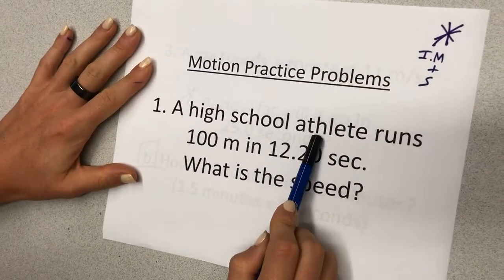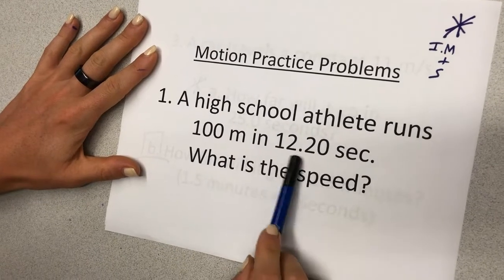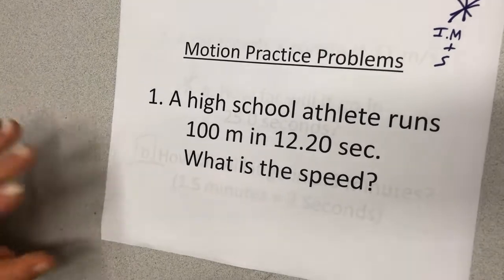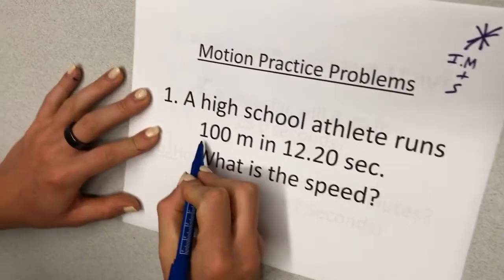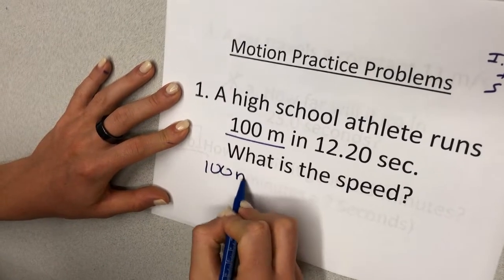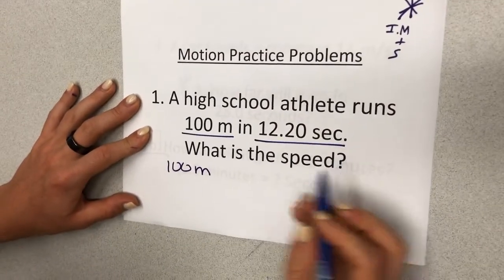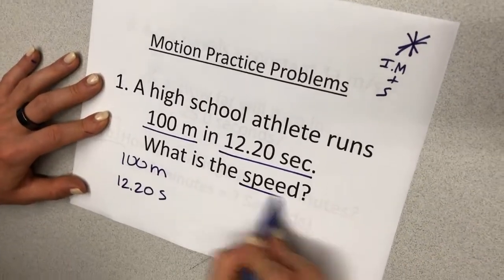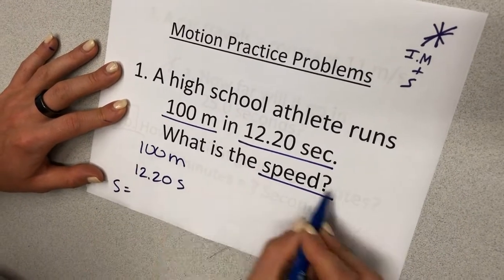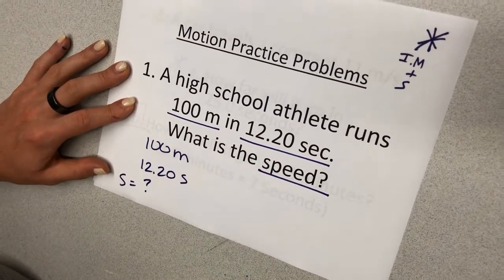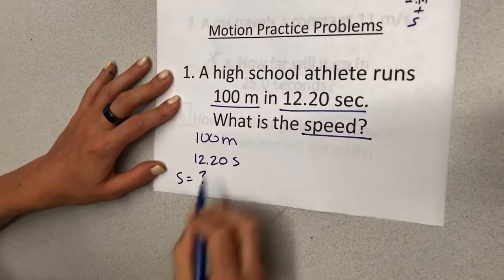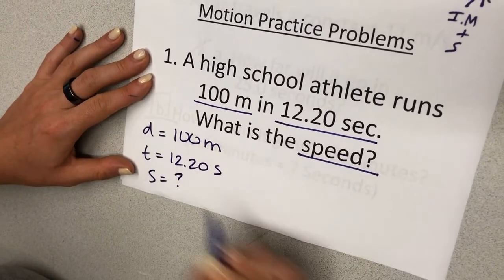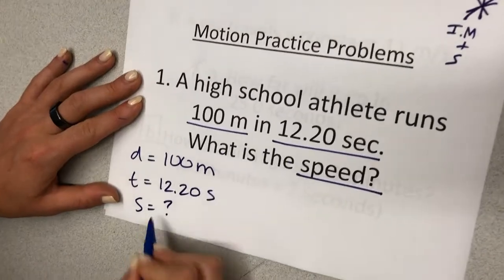A high school athlete runs 100 meters in 12.2 seconds. What is the speed? Let's start by information mining, writing down the numbers and units. Here we have 100 meters, and I also see 12.20 seconds. I see the word speed, so I'm going to say S equals question mark. What is the speed? I'm going to put that right there. Now, I want to label these 2 variables. Meters must be distance, and seconds must be time. So I'm trying to find speed.